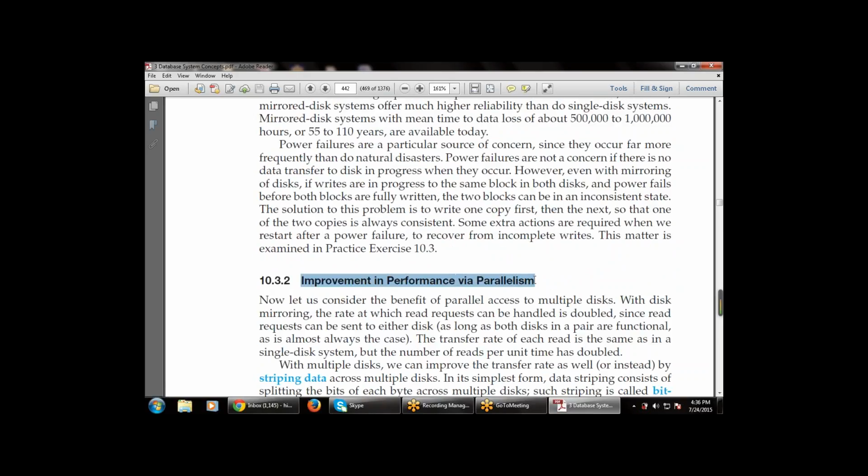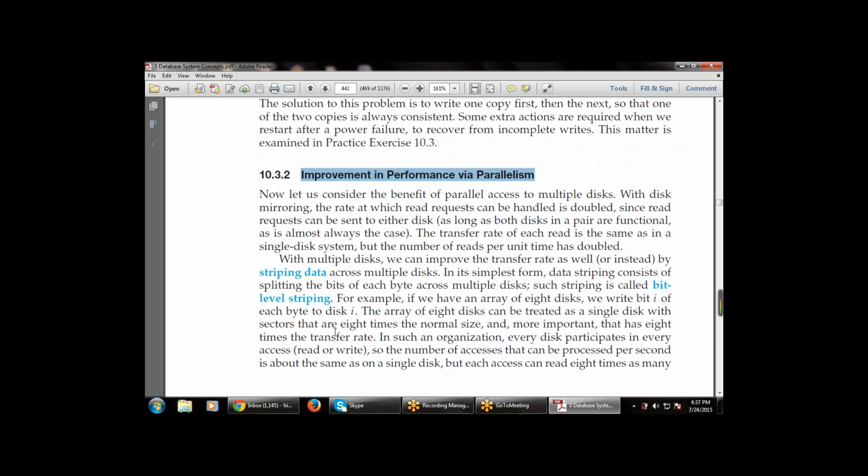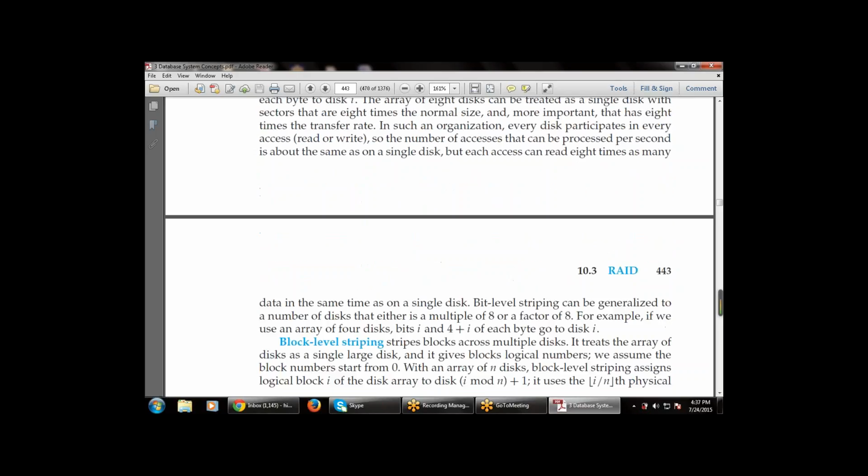Then next point is improvement in performance via parallelism. That is how to improve the performance and what are the various parallelism techniques that are available with the improvements. So it is the improvement in performance via parallelism. So we can consider the disk, we can consider the performances, we can consider the parallelism that is available. We can improve the performance with the help of the magnetic disk.